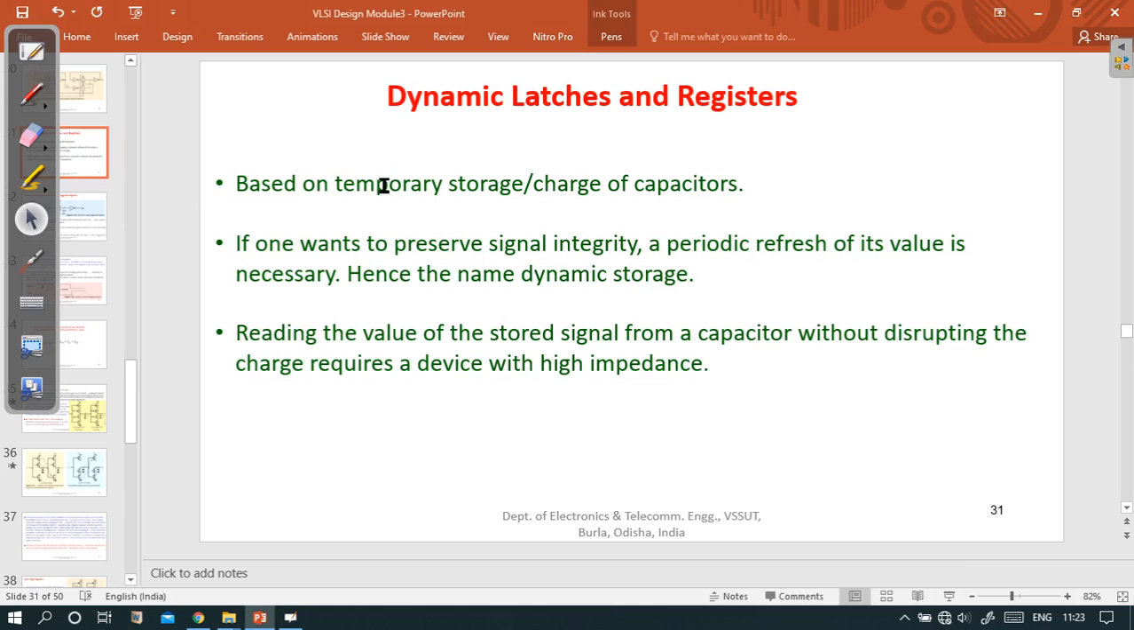In the previous class, we had started dynamic latches and registers. The basic thing that differentiates them from the static latches and registers is their functionality, as these dynamic latches and registers are based on temporary storage of charge on capacitors. This is the basic thing of operation.